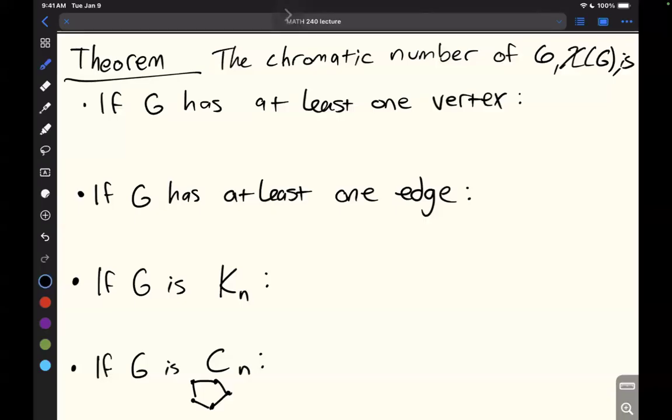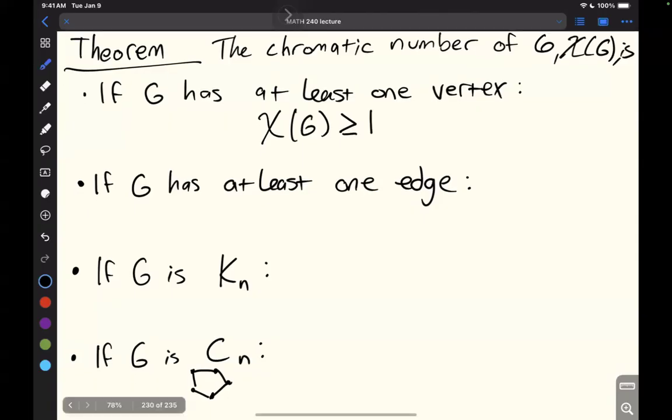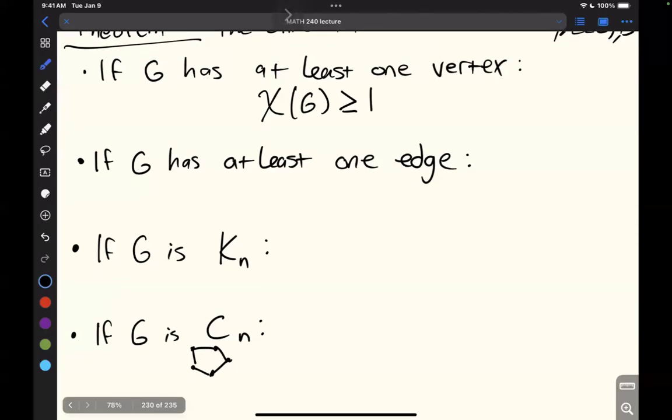Okay. First one's kind of a trick question. If we don't have any vertices, what's the chromatic number of our graph? No vertices, 0. If there's at least one vertex, what can we say about the chromatic number? Yeah, at least one. So chi of G is greater than or equal to 1, which seems boring, but hey, there we go.